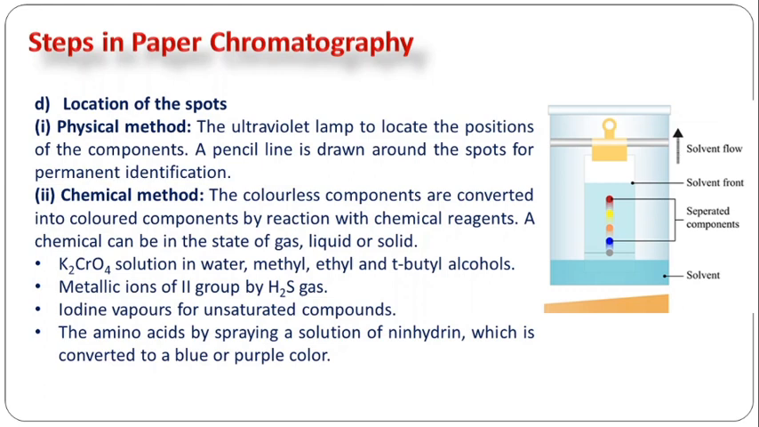Suppose metallic ions are there from the second group, then we have to use H2S gas. So what will happen? Some black spots will be there, because that forms sulfide salts of those metal ions. Then we can use iodine vapors. Similarly, instead of these solvents, we can put iodine pellets over here and put this dry filter paper in it. So what will happen? Whatever iodine vapors are there will get adsorbed on the compounds and brown spots will appear. So we can locate the spot and make a circle.